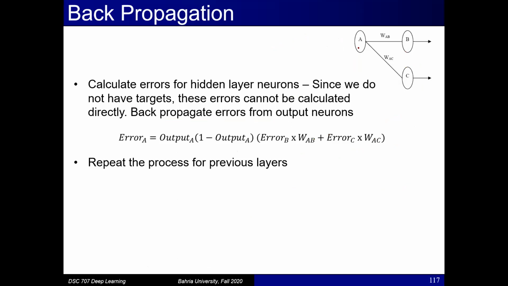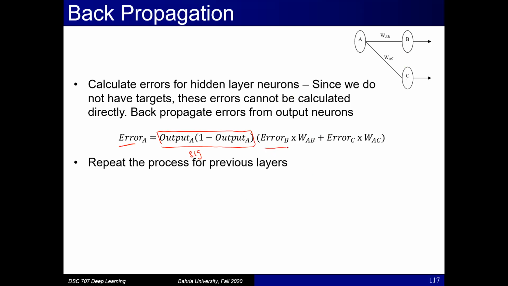Okay, so now this is the key term: if you want to compute the error at A, since A is using again the sigmoid activation function, with your eyes closed you can write this term. This term is due to sigmoid: output of A into 1 minus output of A. This you should be able to write without any problem.